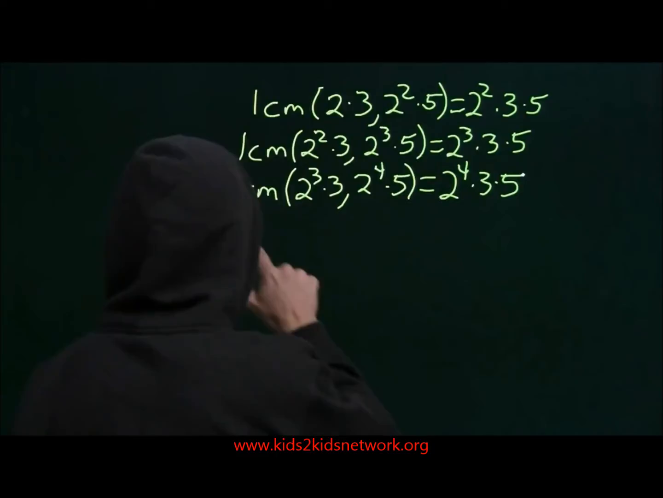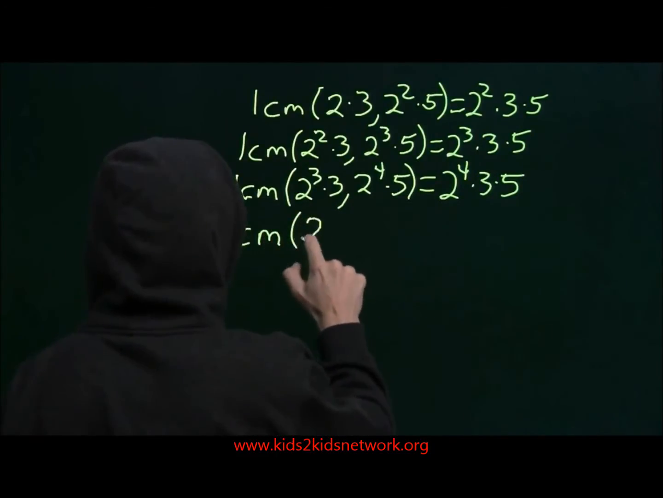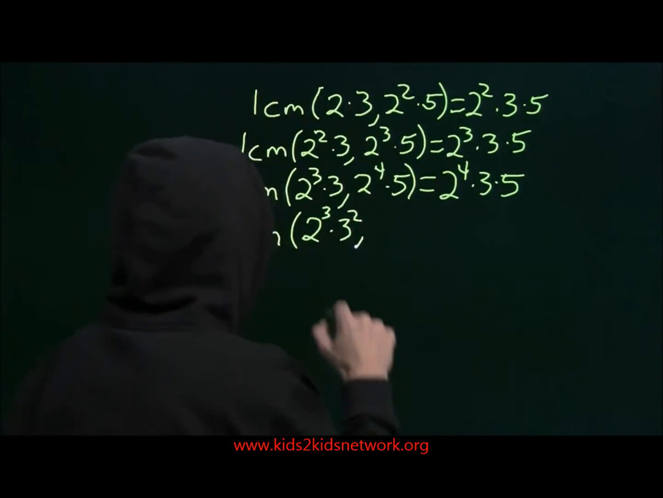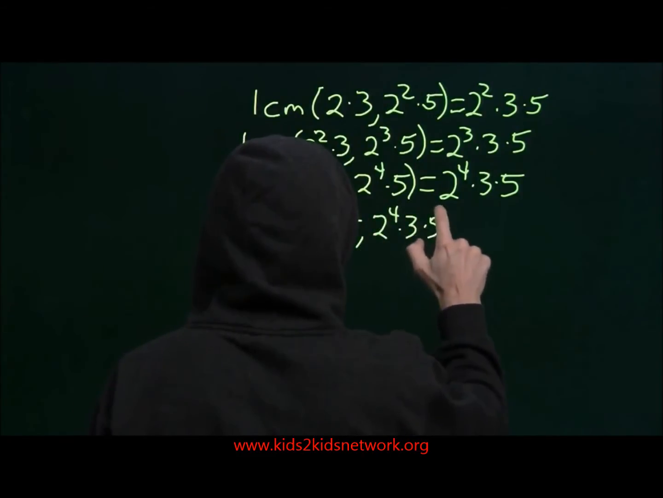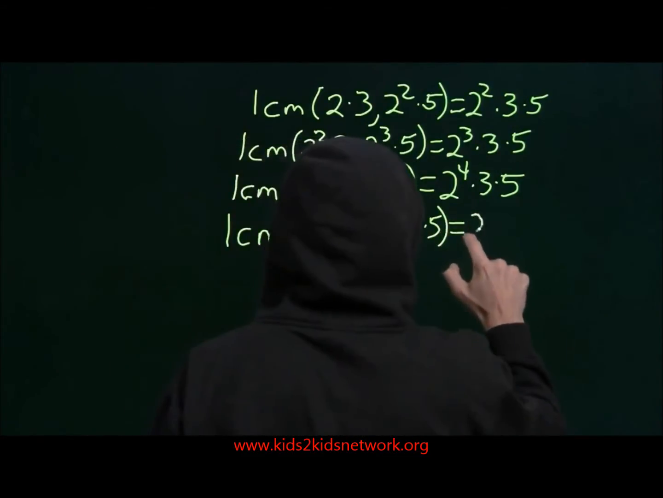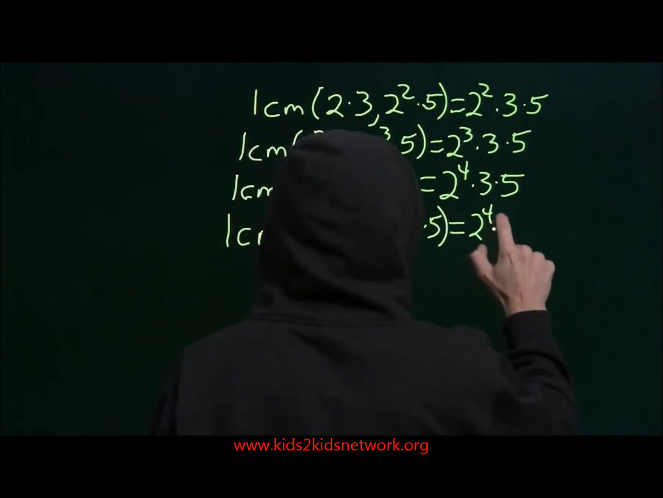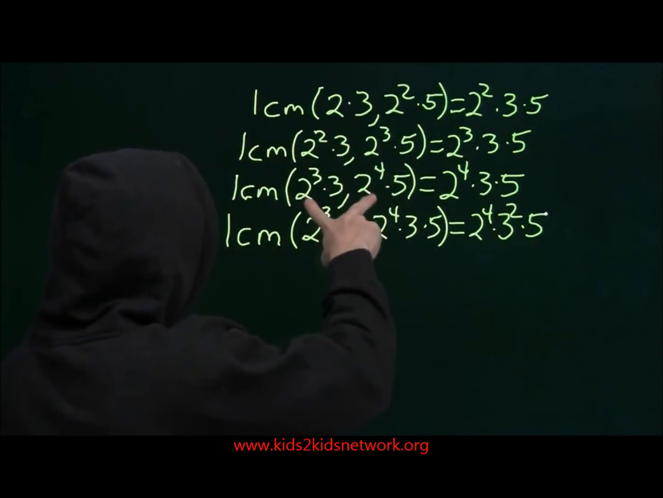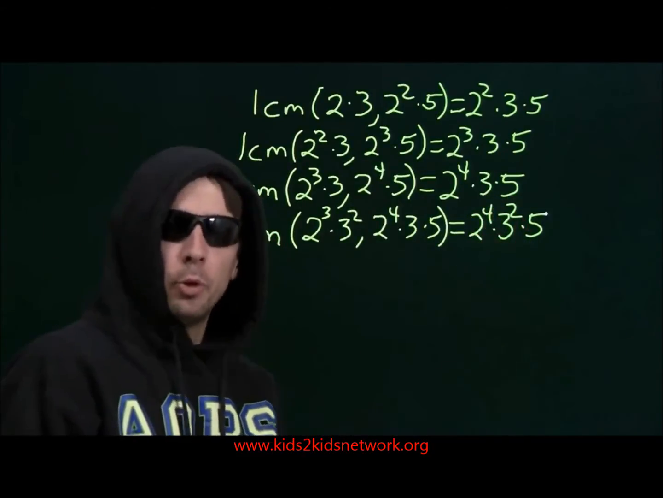I'm going to multiply by 3. Multiply each of these numbers by 3. The first number becomes 2 cubed times 3 squared. The second number becomes 2 to the 4th times 3 times 5. And now when I find the least common multiple of these, the highest power of 2 is still 2 to the 4th. The highest power of 3 is now 3 squared. And of course I still have my 5. So I multiplied each of these numbers by 3, and that multiplied the least common multiple by 3.